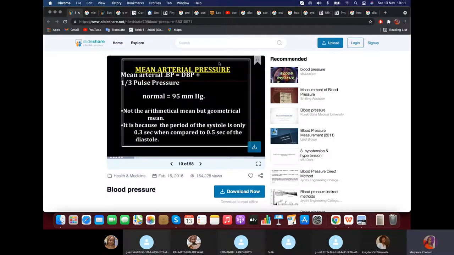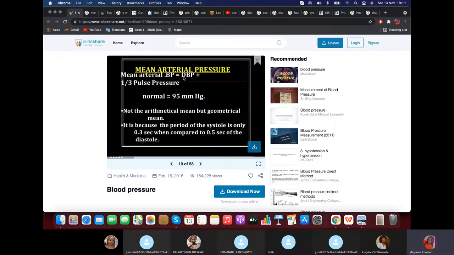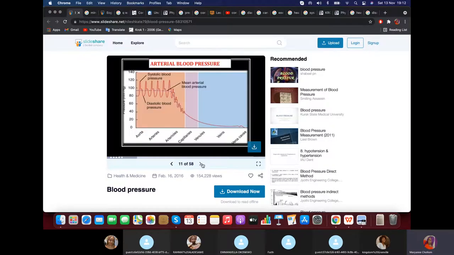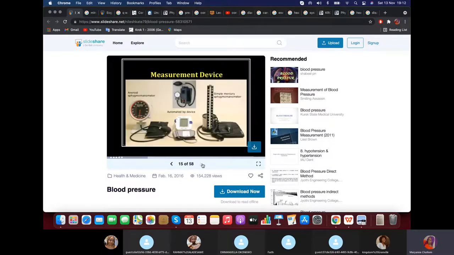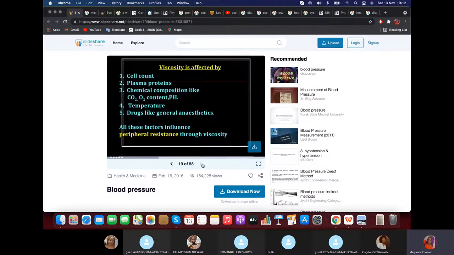So your mean arterial pressure is your diastolic blood pressure plus one third of your pulse pressure. So when you calculate the difference, you add it to your diastolic blood pressure. Krok may not ask much, but they might just put it like, what is the formula? What else do you need to focus on? Now, the important thing of this lecture.